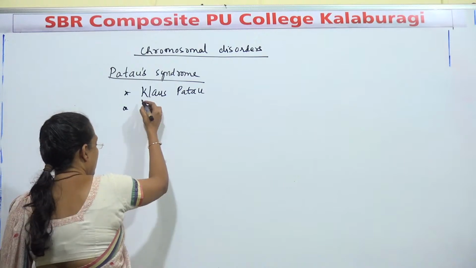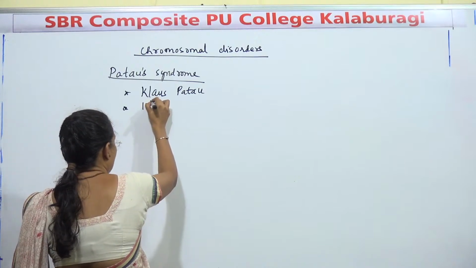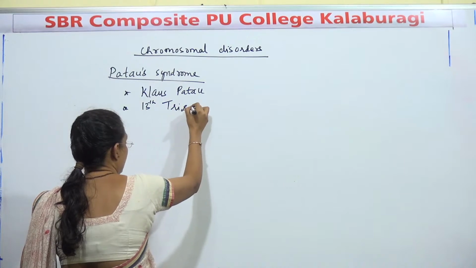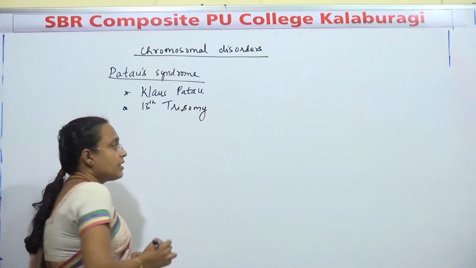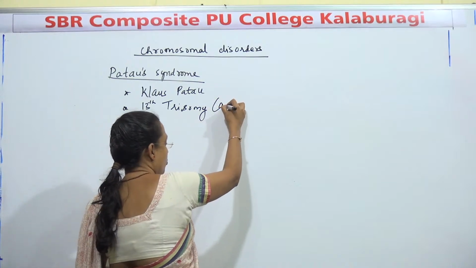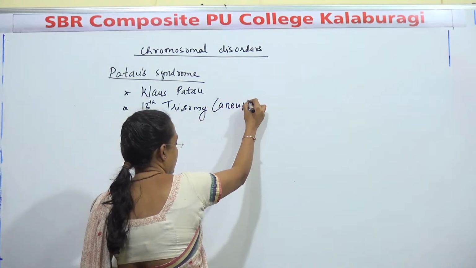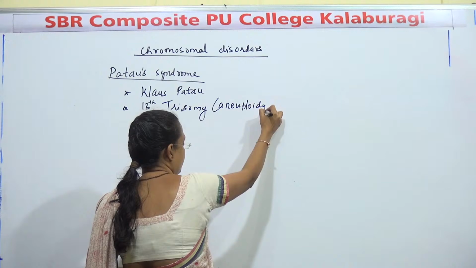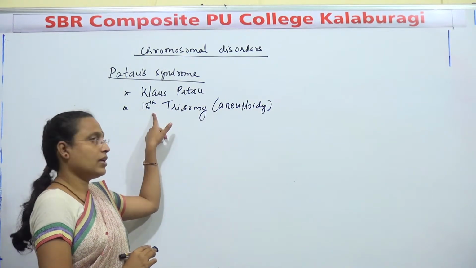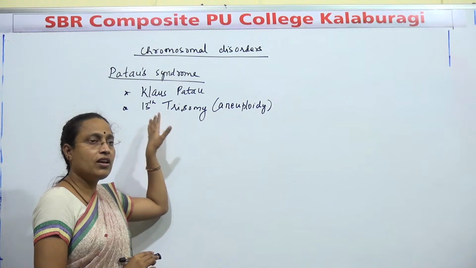So here, 13th chromosome trisomy is there. Since trisomy is there, you can also call it aneuploidy. It is an aneuploidy condition because one extra chromosome is there, one extra 13th chromosome.